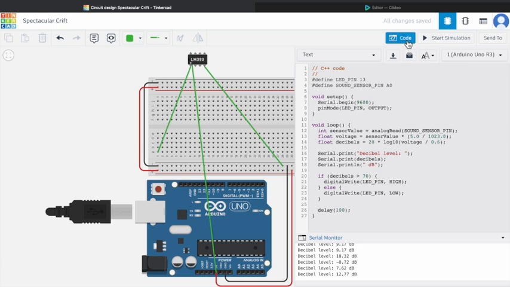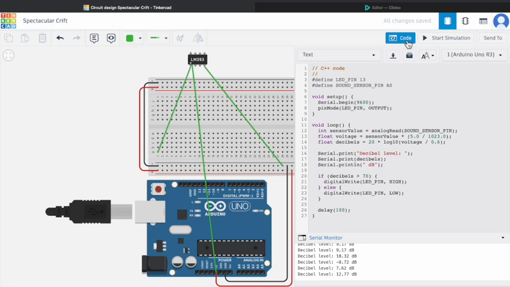Main loop. int sensorValue reads the analog value from the sound sensor connected to pin A0. The value returned is an integer between 0 and 1023, representing the sensor's voltage output. float decibel converts the voltage to a decibel level using the formula for sound intensity. The formula assumes 0.6 volt corresponds to 0 decibel. The logarithmic scale is used because decibels are a logarithmic measure of sound intensity.